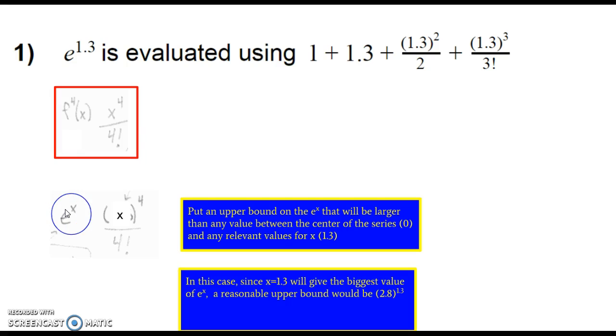Of course, we don't really know what e is, otherwise we wouldn't be doing this necessarily, so instead of using e, I might use 2.8. So I would probably replace e to the x with 2.8 to the 1.3.